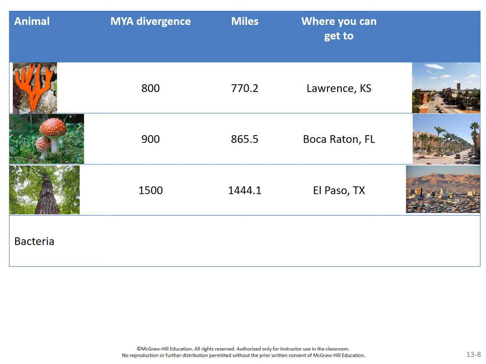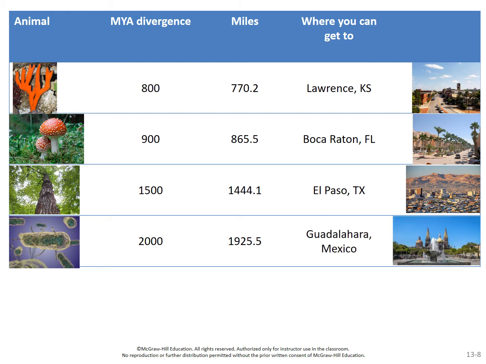Okay, now the final point of divergence that I'm going to cover is from bacteria. Our divergence from bacteria happened about 2 billion years ago. Now that's going to translate into 1,925.5 miles. If you go on past El Paso, Texas, and get down into western Mexico, you can get to Guadalajara, which is a really beautiful vacation spot from what I understand. And so that's how far you can get on 1,925.5 miles of pennies.